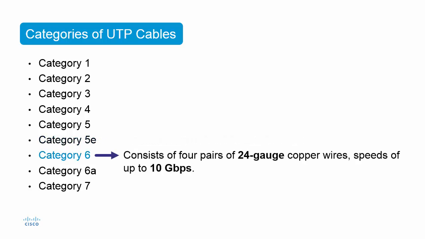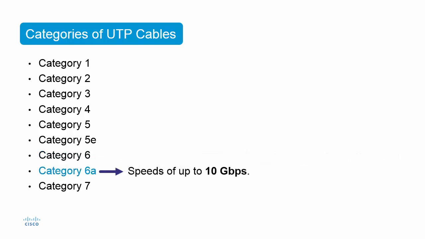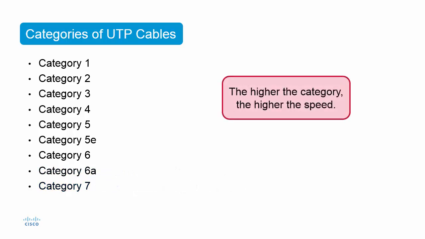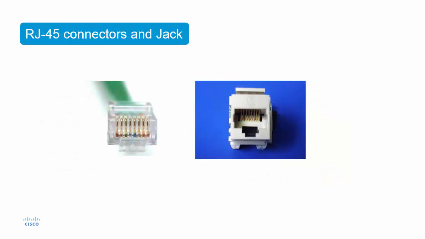Category 6 actually consists of 4 pairs of 24 gauge copper wire, which can transmit data at speeds up to 10 gigabits per second. Category 6A is used in networks running up to 10 gigabits per second, and the same goes for Category 7, again up to 10 gigabits per second. As you can see, the higher the category, the higher the speed. Of course, the higher the category, the higher the price of the cable as well. Here you can see a UTP cable with an RJ45 connector and a jack.